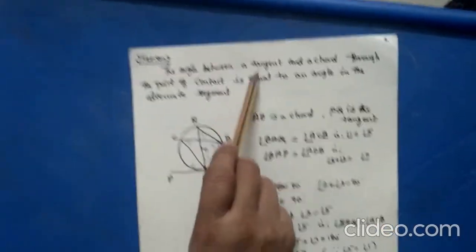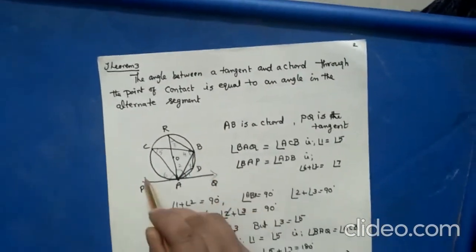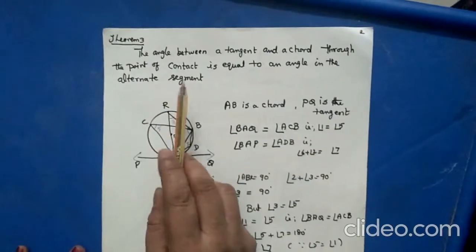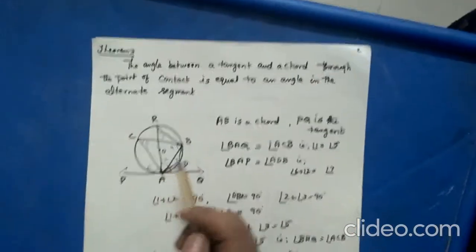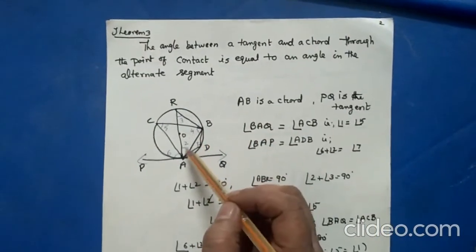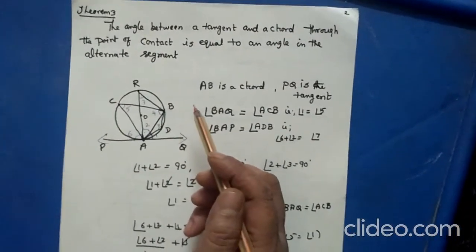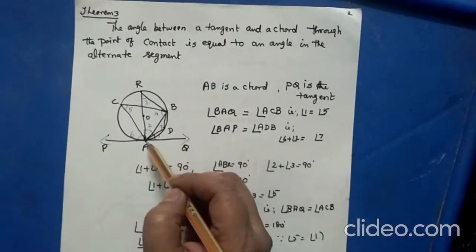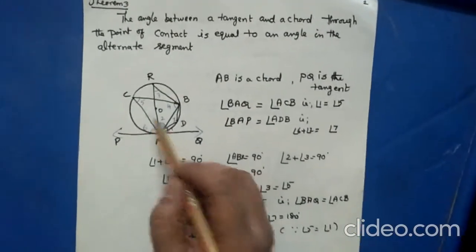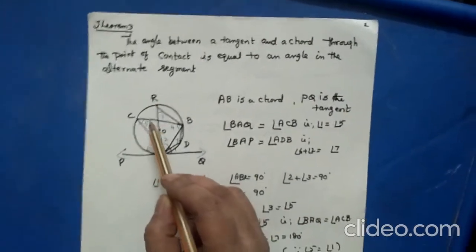The angle between the tangent and the chord. This is the chord, this is the tangent. They make an angle equal to, what is that? Angle in the alternate segment. In the last theorem in the circle chapter, angles in the same segment are equal. What is the meaning of angle in the same segment? Angles in the major segment are equal, angles in the minor segment are equal. Here, this chord makes an angle with the minor segment equal to the angle in the alternate segment. That means in the major segment.